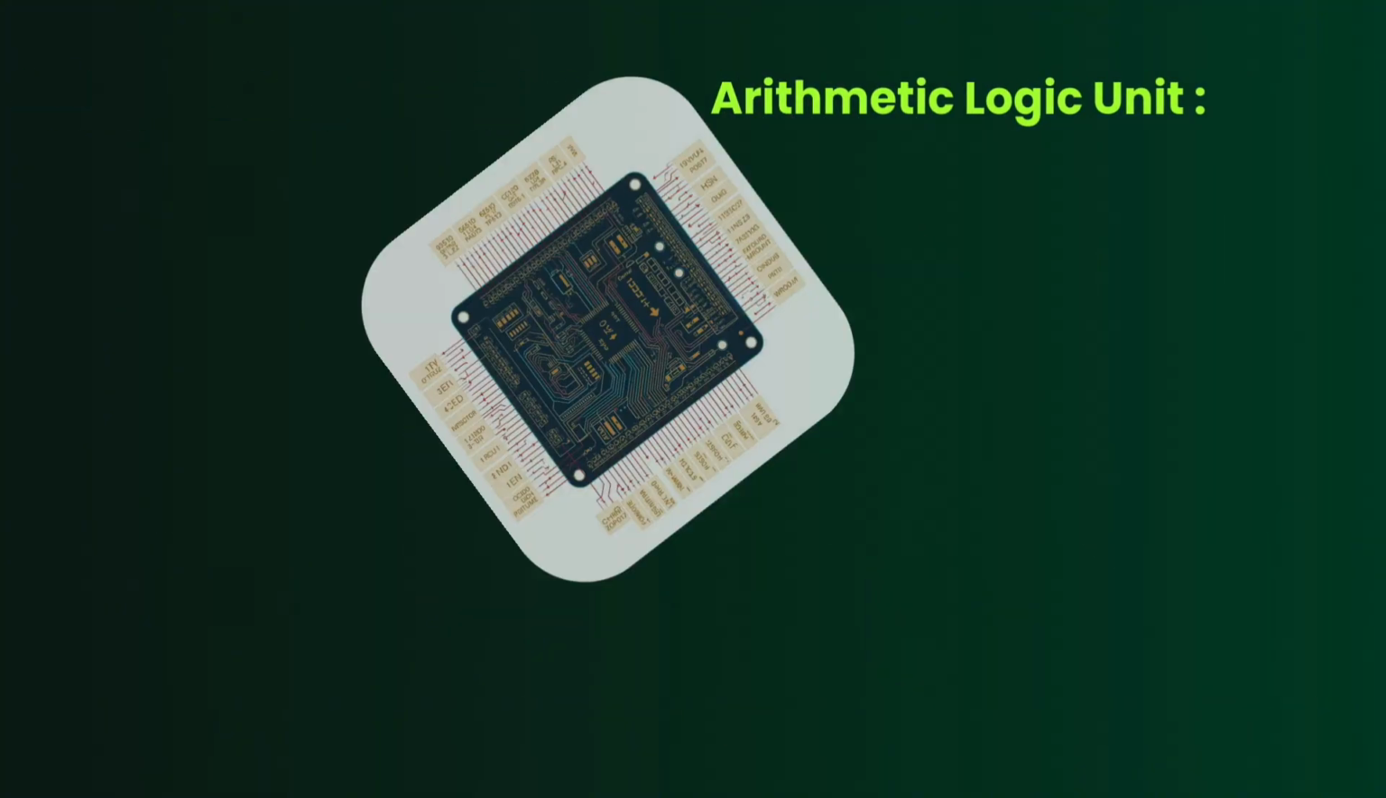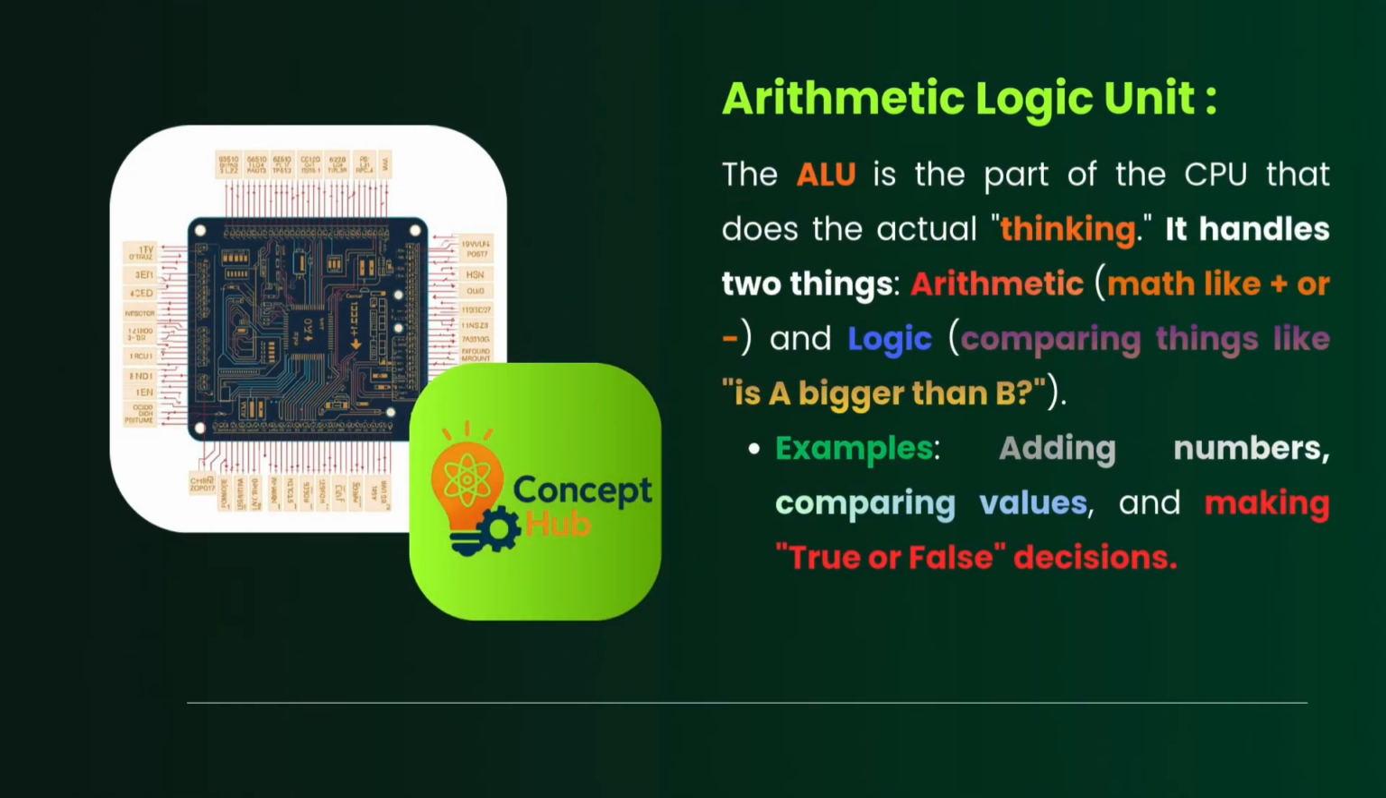5. Arithmetic Logic Unit, the mathematician. The ALU is the part of the CPU that does the actual thinking. It handles two things: arithmetic, math like plus or minus, and logic, comparing things like, is A bigger than B? Examples: adding numbers, comparing values, and making true or false decisions.